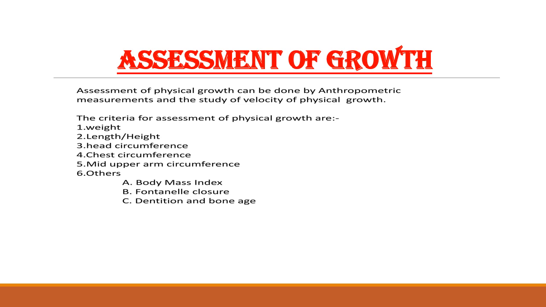Next, what is the assessment of growth? How do we assess the growth of the baby? It is done by anthropometric measurements. What are the anthropometric measurements? For these we use certain criteria. First one, weight. Then length or height. Then head circumference. Then chest circumference. Then mid-arm circumference. Then others, which include BMI, body mass index, fontanelle closure, dentition, that is teeth growth, and bone age. These are what we assess.